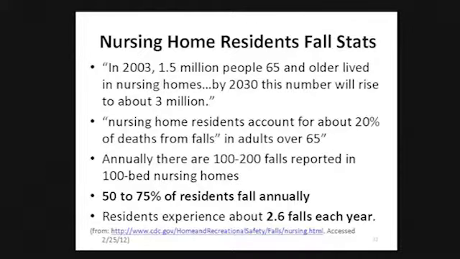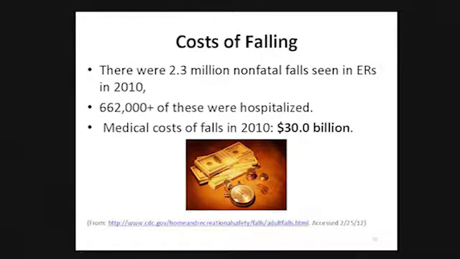How about in the nursing homes? Okay? 2003, 1.5 million people over 65 in nursing homes. It's expected to be 3 million by 2030. That's huge. So I'm investing in skilled nursing facilities. Nursing home residents account for about 20% of deaths from falls. Okay? 100 to 200 falls reported for every 100-bed nursing home. Half to 75% of these residents are falling every year. Residents experience about 2.6 falls per year. That's a lot of falling down.